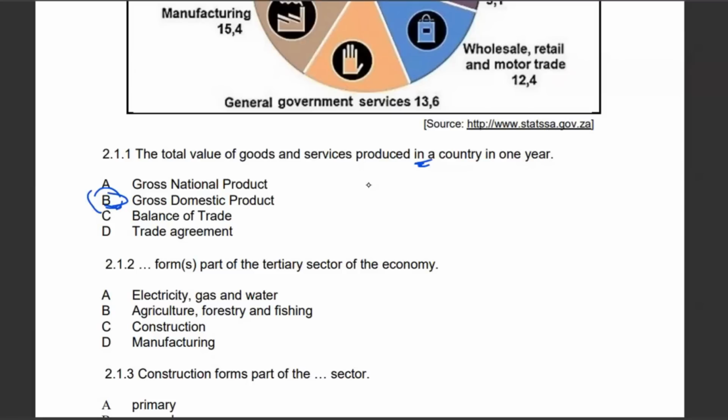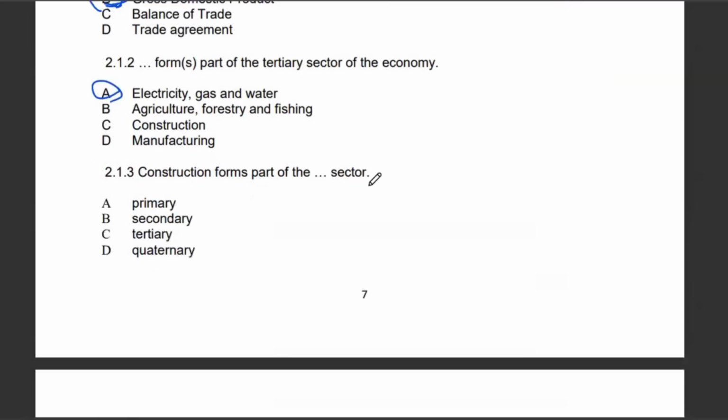The next question is saying 2.1.2. Dash forms part of the tertiary sector of the economy. Tertiary sector, we know that it's a service sector. So which one is a service provision? Electricity, gas, and water. This is correct. Agriculture, forestry, this is primary. Construction is secondary. Manufacturing is secondary. So the correct one is electricity, gas, and water. Right. Moving on to the next question, number 2.1.3. Construction forms part of the dash sector. Construction is part of the secondary sector.